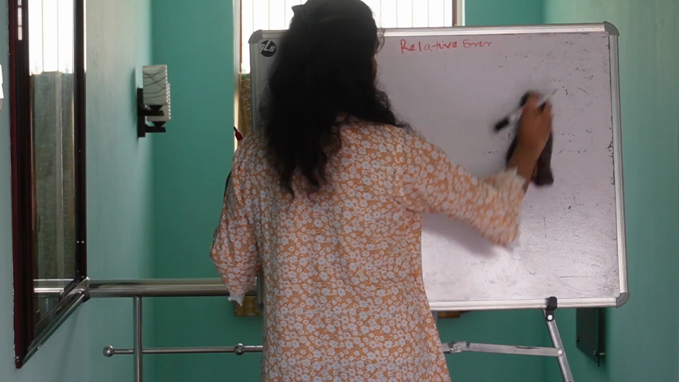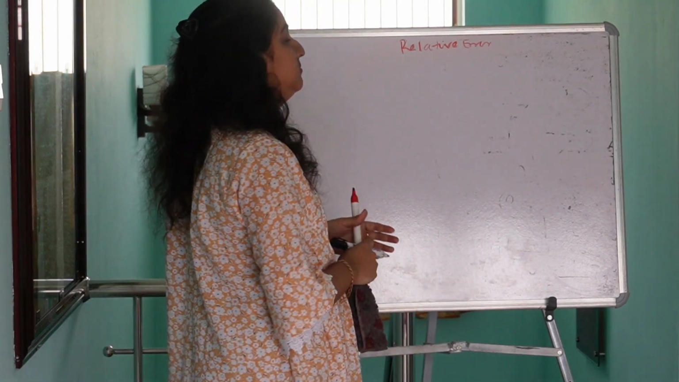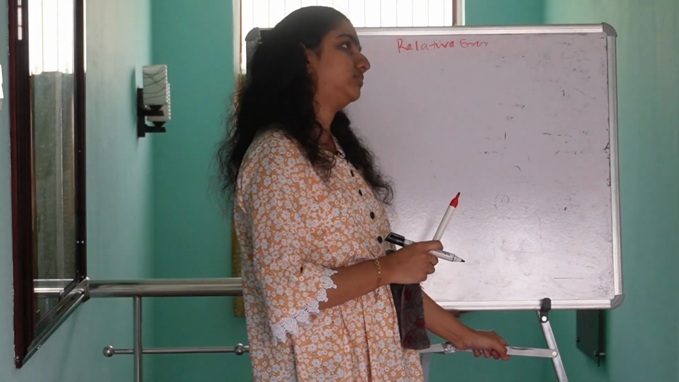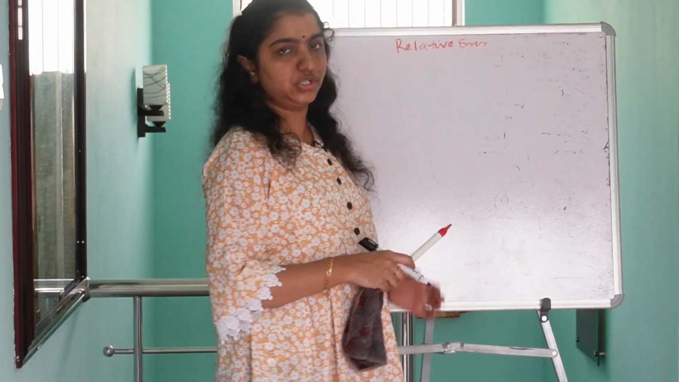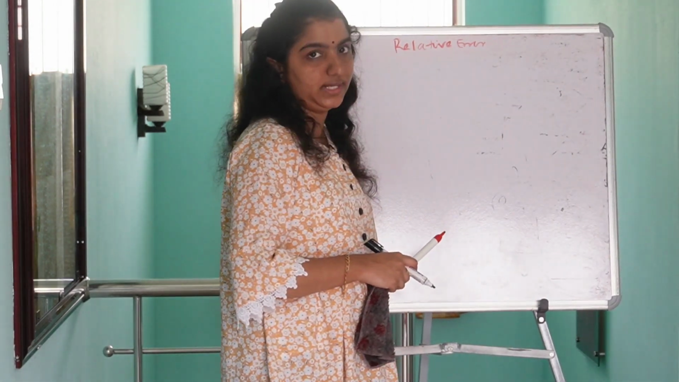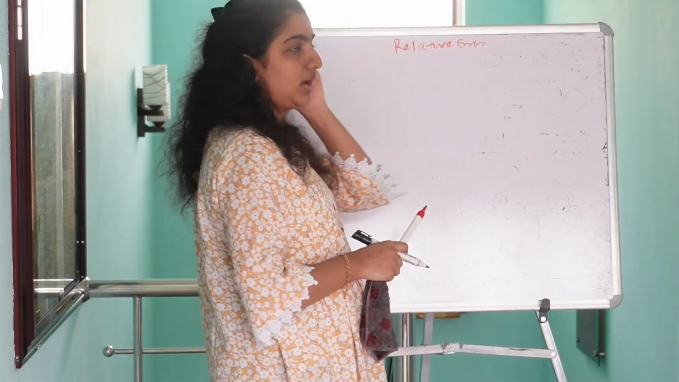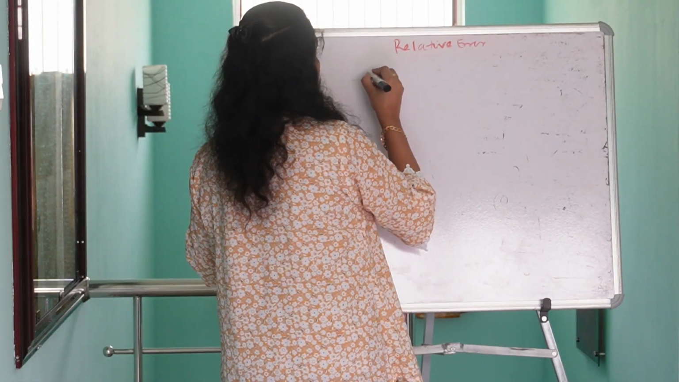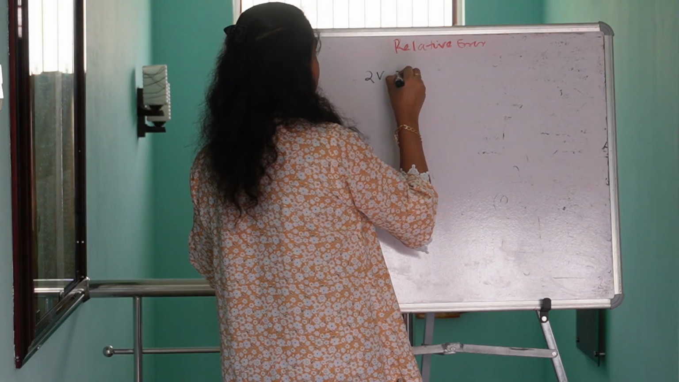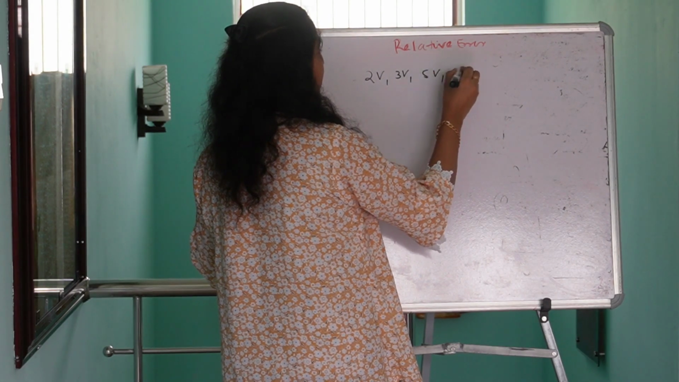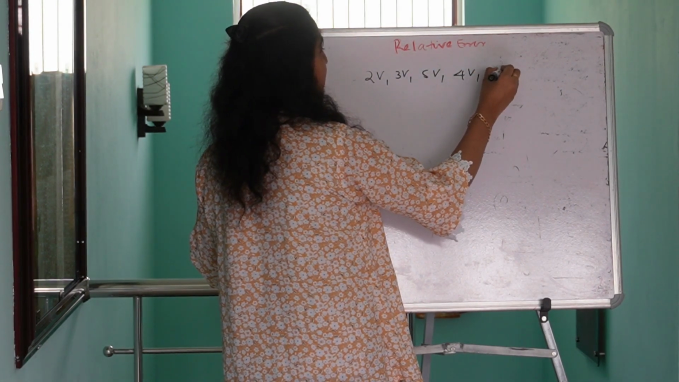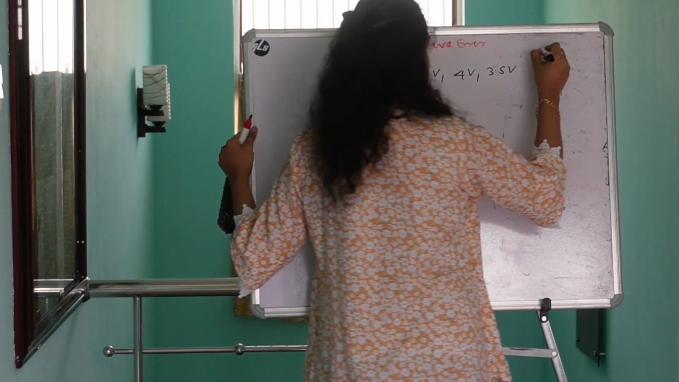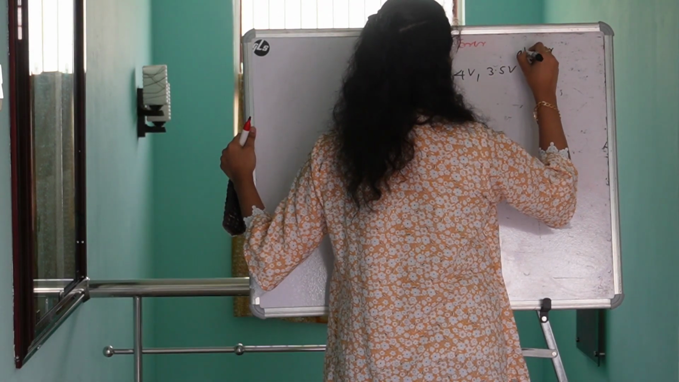Yes. So here, same, I measured the voltage. Here, instead of current flow, I am measuring voltage using a voltmeter, and here I got values as 2 volt, 3 volt, 5 volt, 4 volt and 3.5 volt. Here I have to find absolute error.